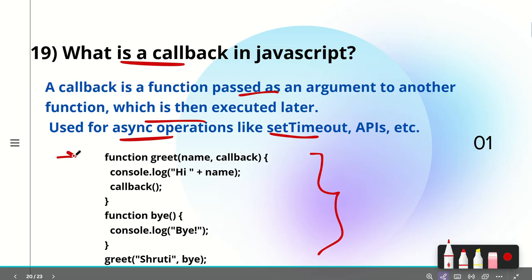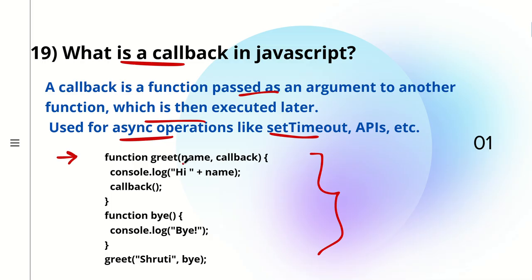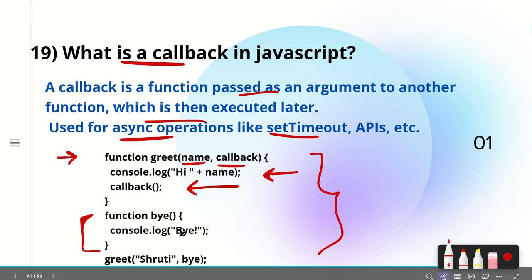This is our normal function greet, which is expecting a variable like name, and then we have callback. So this is our function. What will happen here is you are writing some logic here, console.log hi name, and then once all the logic is done, you want to execute the function which is being passed as callback. What is this? This is our normal function, console.log bye.